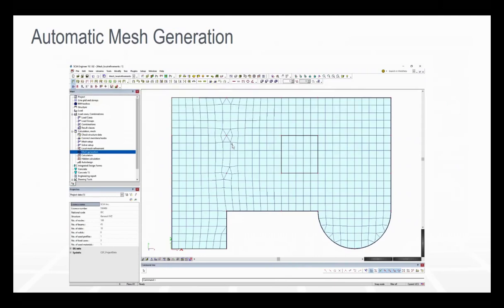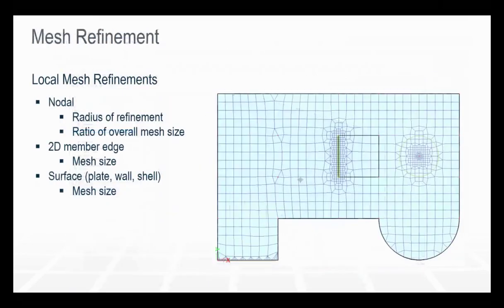It's also possible to generate the mesh automatically during the calculation. You can run the mesh generation before the analysis so that you can verify and validate it and maybe use some mesh refinement. Or if you don't really care and you just want to set a global mesh, when you run the analysis, the mesh will automatically be generated.